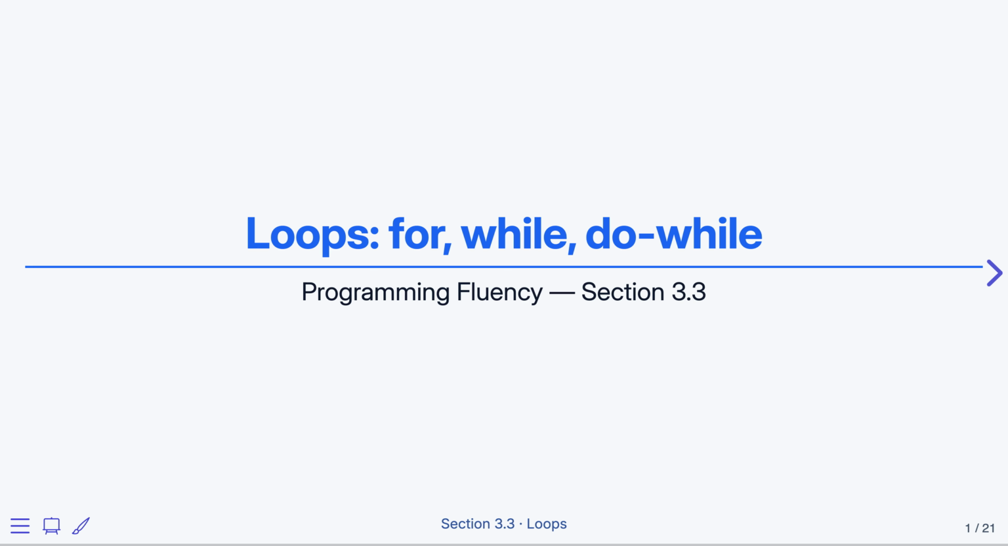Welcome to Programming Fluency. This is section 3.3, Loops. So far your programs run each line once from top to bottom. In this video, you learn how to make a program repeat a block of code. C gives you three kinds of loop: for, while, and do while. Let's begin.